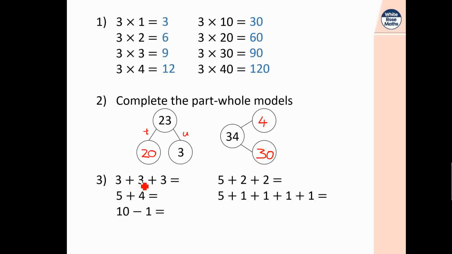Okay, 3 plus 3 plus 3. 3 times 3. 9. 5 plus 4. Also 9. And 10 minus 1. 5 plus 2 plus 2. 9. 5 plus 1 plus 1 plus 1 plus 1. Yeah, you've seen the pattern, I think.